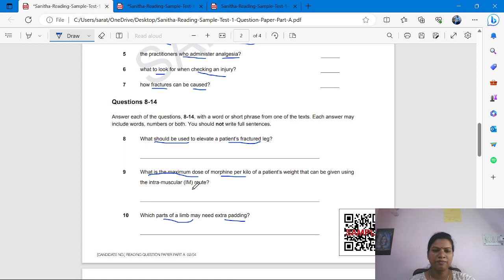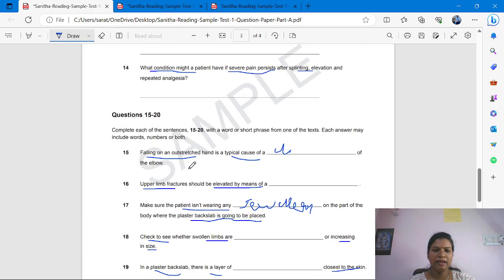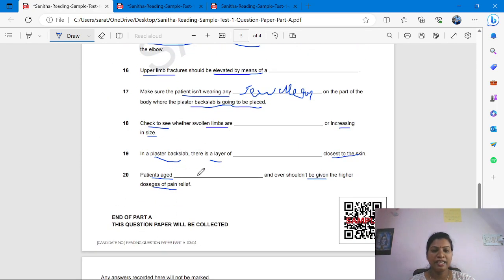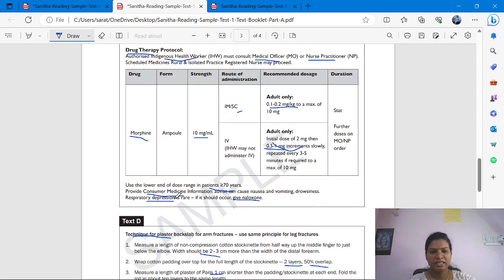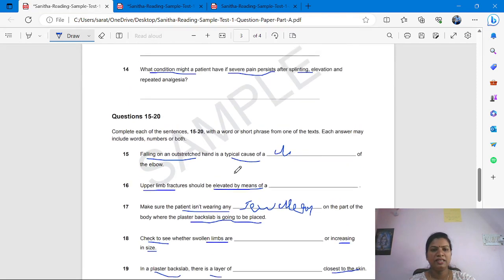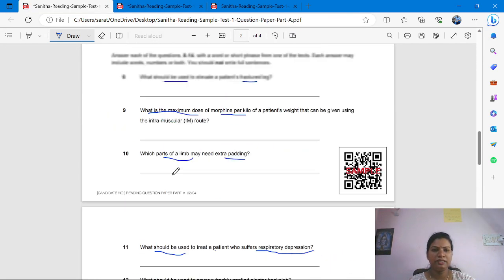What is the question they are asking? Patient age 70 years and over shouldn't be given the higher dosage of pain relief. See, now we can understand the importance of underlining keywords and finding the keywords. Just like that, we can immediately find the answers.